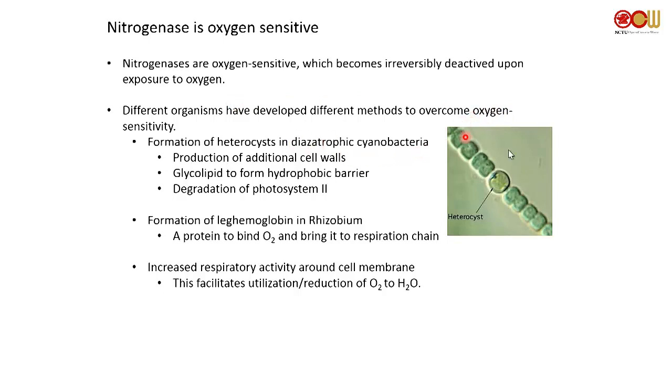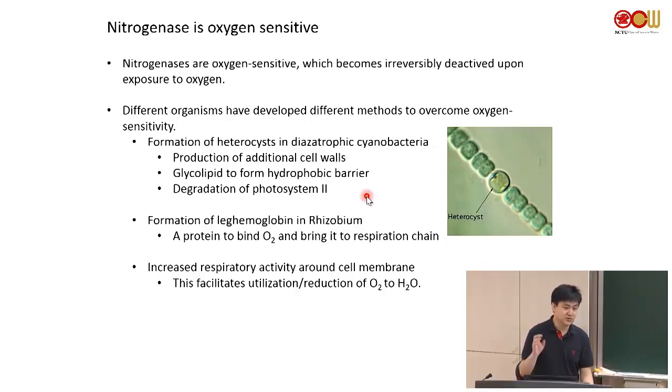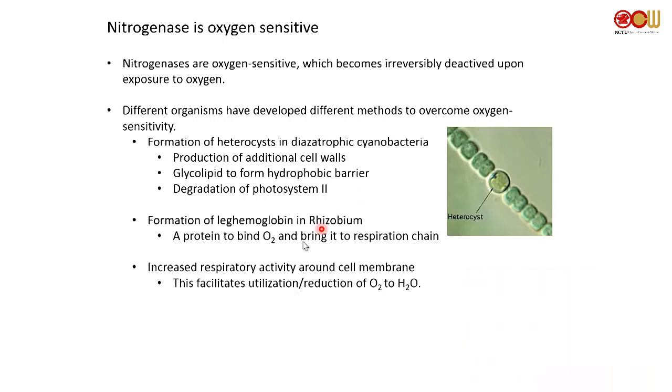For example, some diazotrophic bacteria can form structures called heterocysts. For example, this is a bacterium called Anabaena. Normally, you see these normal-shaped cells are photosynthetic, so they generate oxygen. But then you have these heterocysts inside that have a very strong cell wall. They produce additional cell wall and generate a glycolipid layer, forming a hydrophobic layer that shields itself from O2 coming in. Also, inside the heterocyst, it does not have photosystem II, so it doesn't generate O2 inside. O2 from outside doesn't come in, and O2 from inside doesn't happen. So it's anaerobic.